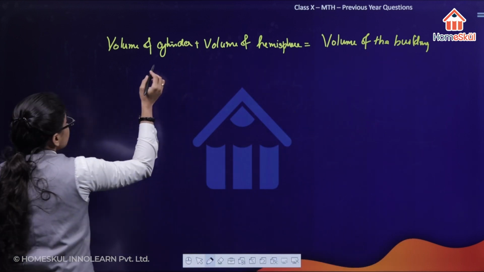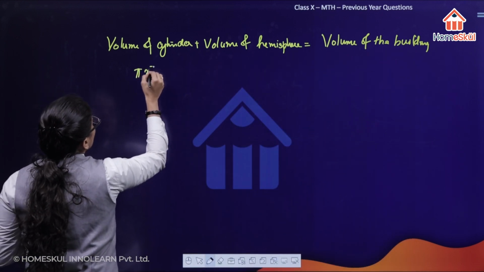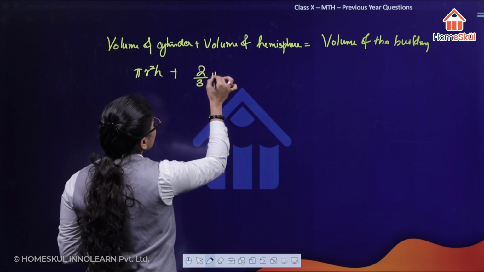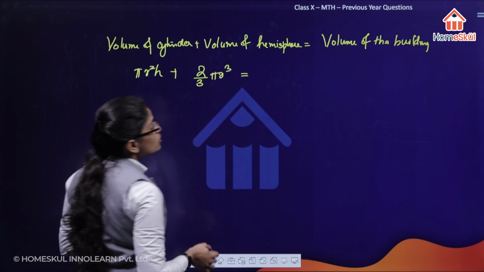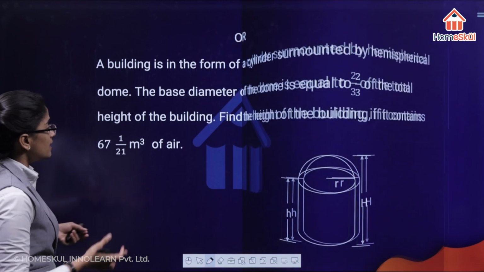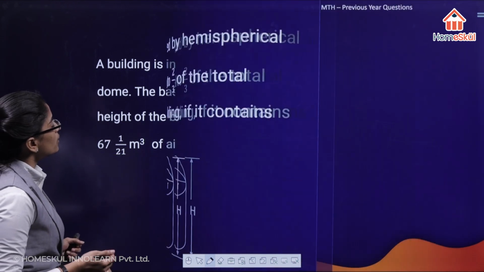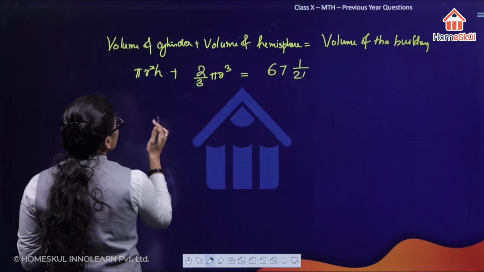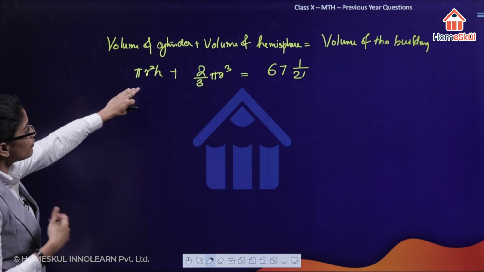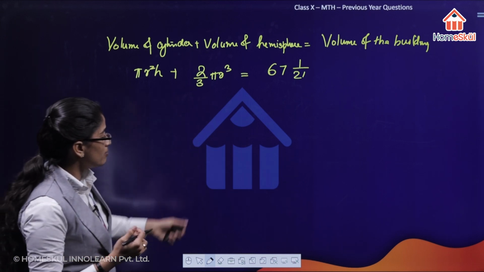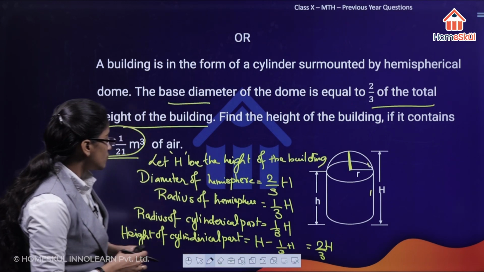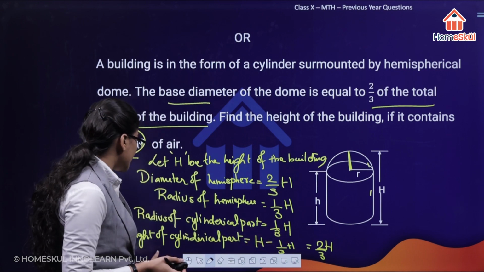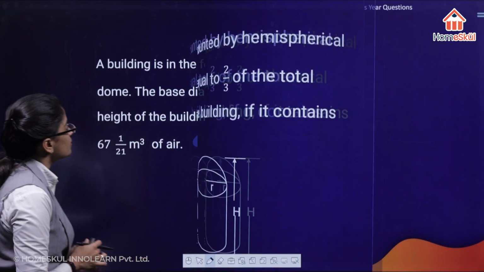Substituting the values, what is the volume of the cylinder? It is pi r square h, plus what is the volume of the hemisphere? It is 2 by 3 pi r cube, which is equal to the volume of air inside the building, which is 67 1 upon 21. Here, substituting the values, we need to replace the radius and height of the cylinder and the radius of the hemisphere with these values, okay? First, the radius of the cylinder is equal to 1 by 3 capital H and the height of the cylinder is equal to 2 by 3 capital H.